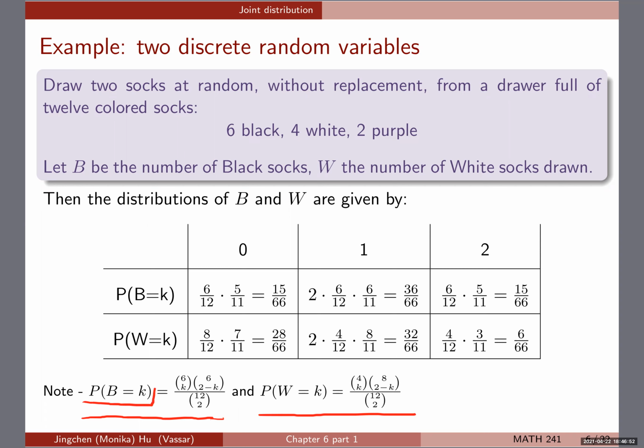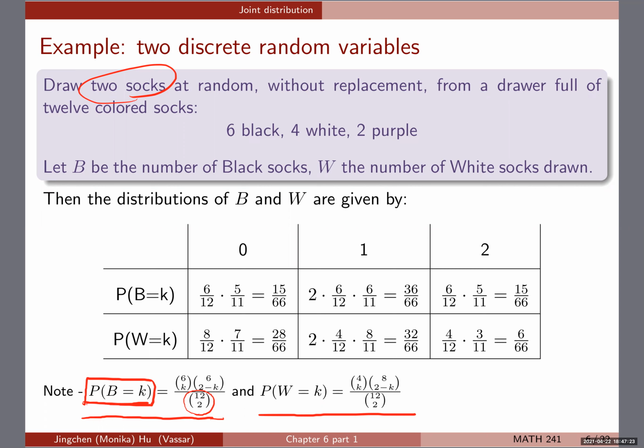This is giving us a generic expression of the probability of B equals k. And don't forget, you're only drawing 2 socks in total. In order to get the probability of B equals k, where k can be 0, 1, 2, the denominator is the total number of ways of drawing 2 socks out of the 12 socks. There are no restrictions at all, and we're dividing because it's equally likely outcomes. So that's the total number of possibilities.